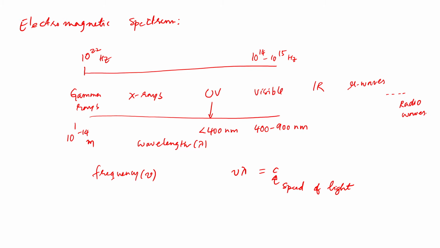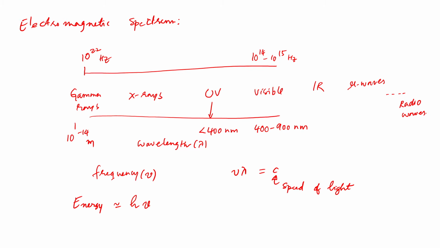So we can also calculate the energy. We will talk more about these things later in the course, but the energy of a photon is given as Planck's constant times nu, or the frequency.